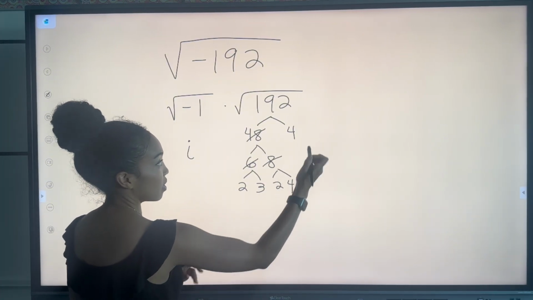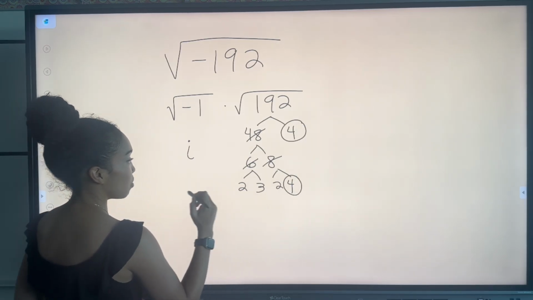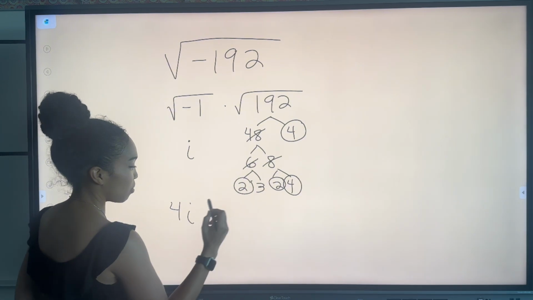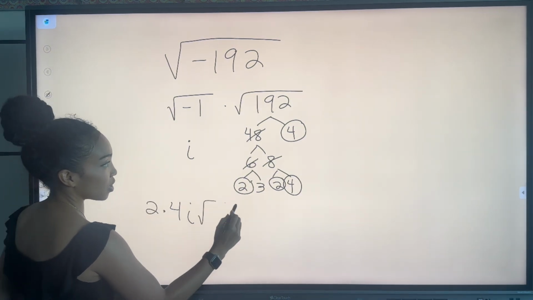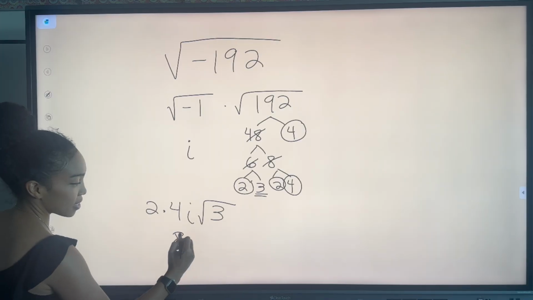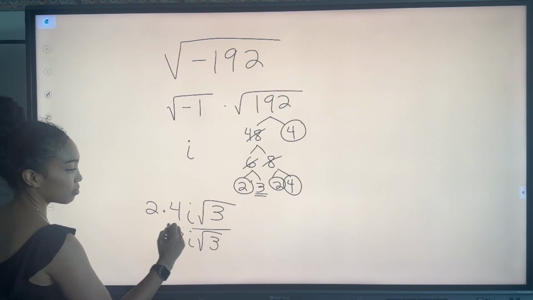Okay, let me just stop there. Here's a pair of 4s that will go outside. Here's a pair of 2s that will go outside as well. So you're left with a 3. So your answer is 8i square root of 3.